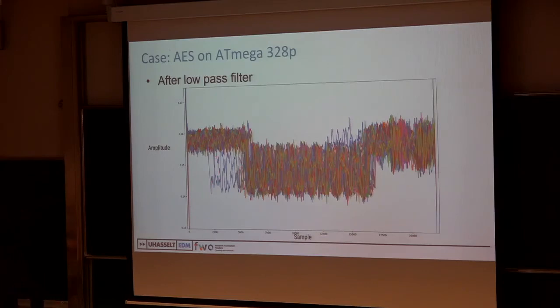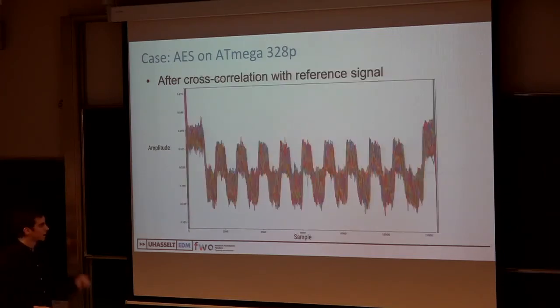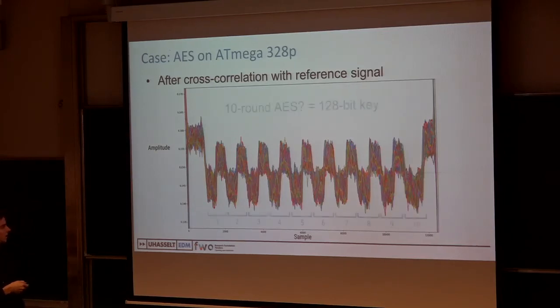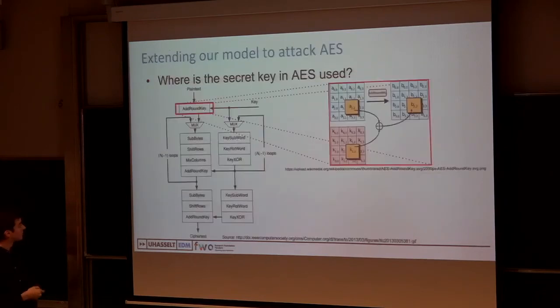So maybe if we use our trick from LoRa synchronization and apply it to this, we can get a better result. And that turns out to be true, because if you align them, you can clearly see that there's something else going on. Here you can even see the different rounds of AES being executed: round 1, round 2, round 3, and so forth. This highly suggests that there's a 10-round AES going on, so that means a 128-bit key.